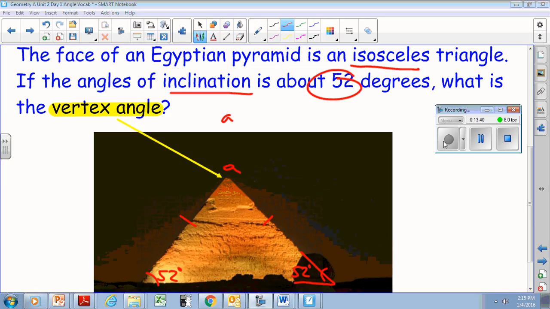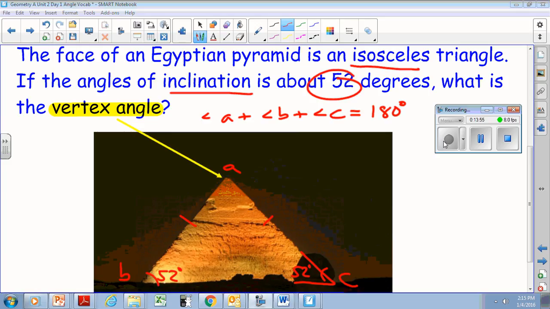I'll put an A, a B, and a C so I can talk in geometry. Angle A plus angle B plus angle C is going to add up to this famous 180.